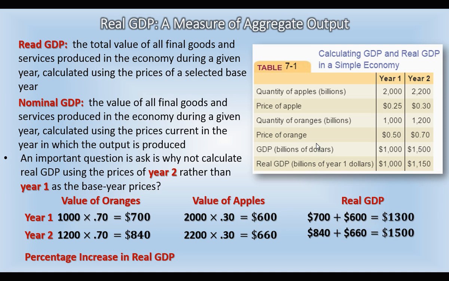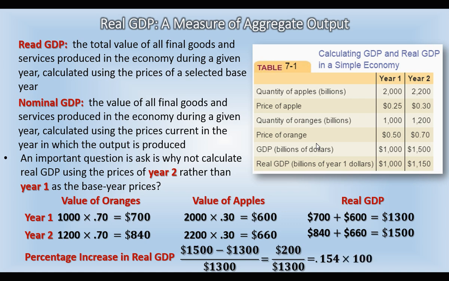So the percent increase in real GDP in this case using year 2 prices is going to equal the difference between the year 2 minus the year 1 value of total output as a proportion of the value of total output in the first year. So that's going to give us 200 over 1,300, which is equal to 0.154. If we multiply that by 100, that'll tell us that the percentage increase in real GDP is equal to 15.4% using the year 2 prices.